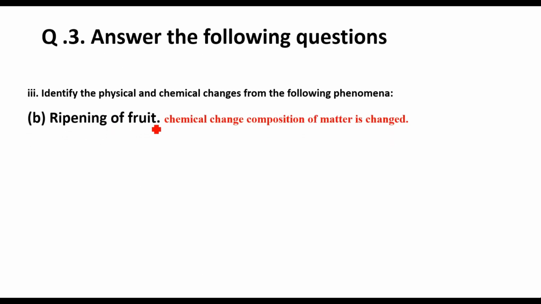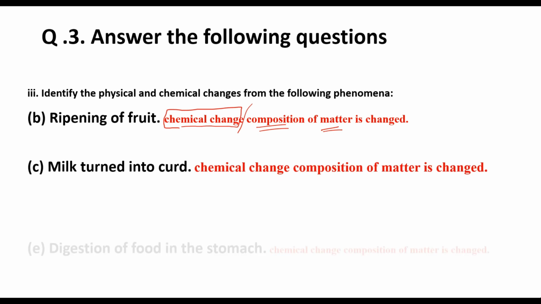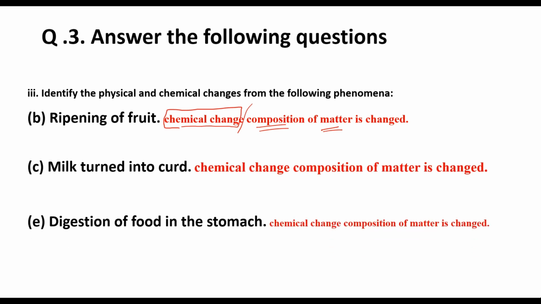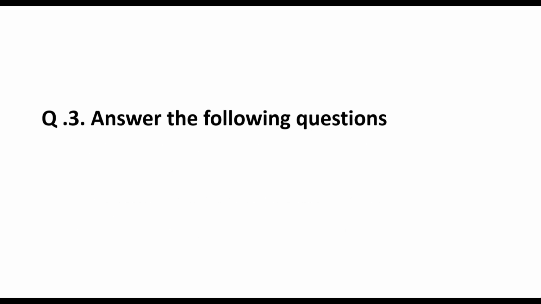The ripening of fruit is a chemical change. Why is it a chemical change? Because the composition of matter is changed, and when the composition of matter is changed, then the change is said to be a chemical change. Therefore ripening of fruit, milk turned into curd, digestion of food in the stomach, these are all chemical changes, followed by the proper justification of the answer.